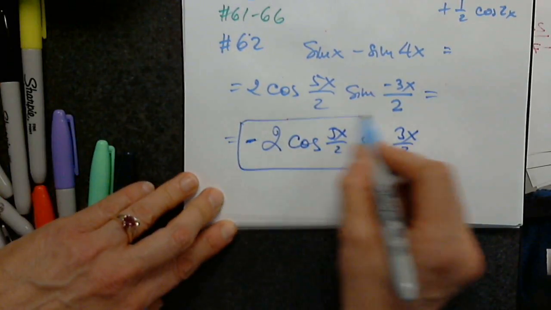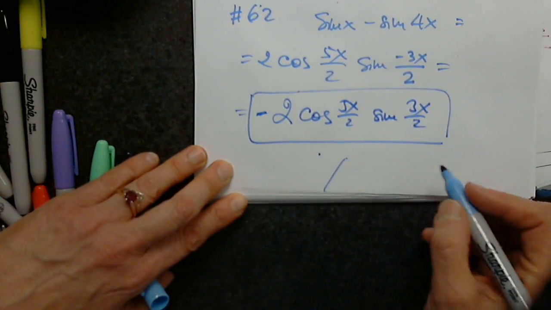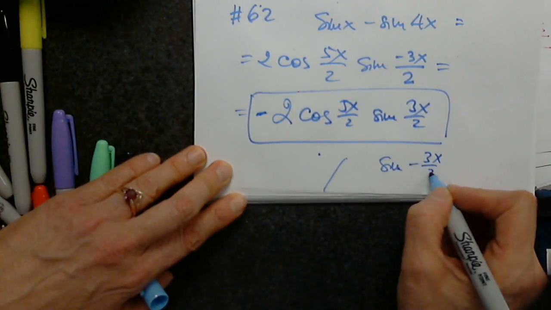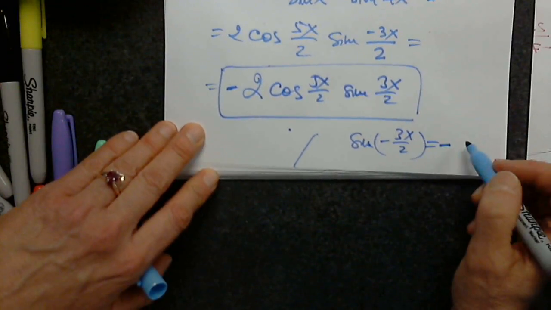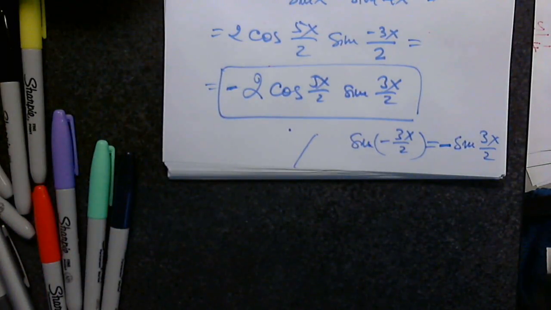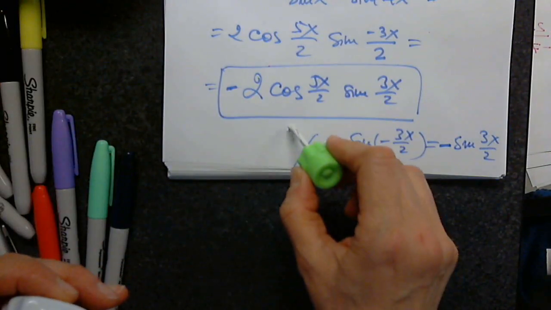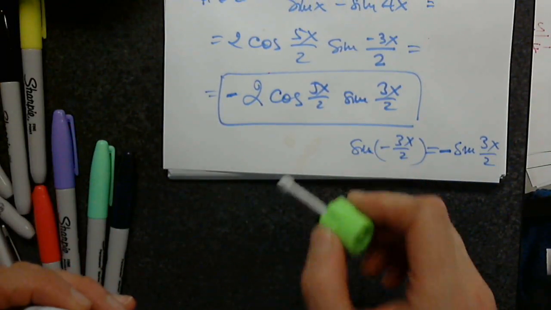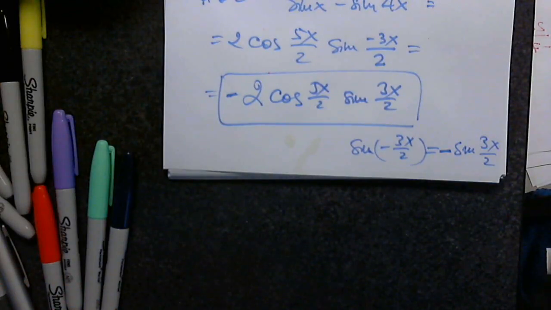We use the fact that sine negative 3x over 2 equals negative sine 3x over 2, knowing that sine is an odd function. Do not consider that we factored out negative 1. We did not factor out negative 1 from inside sine. We only identified the fact that sine was an odd function and sine negative alpha is negative sine alpha.